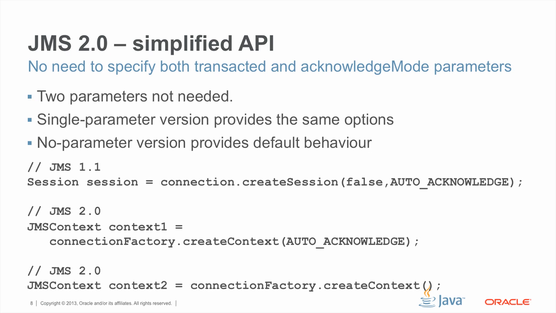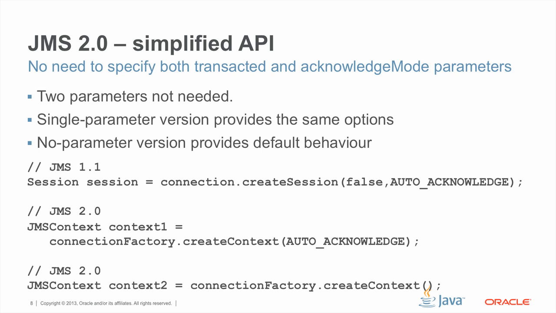Another change is the parameters you need to supply when doing this. In JMS 1.1, when you created a session, you had to supply two parameters, the transacted flag and the acknowledgement mode. You don't actually need two parameters here, so in JMS 2.0, you can supply the same information using a single parameter. This applies to both the simplified API, when you're creating a context, and to the classic API, when you're creating a session. And there's also a version with no parameters at all. In this case, you'll get a defined default behavior.